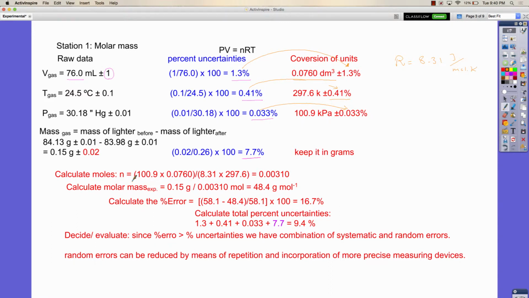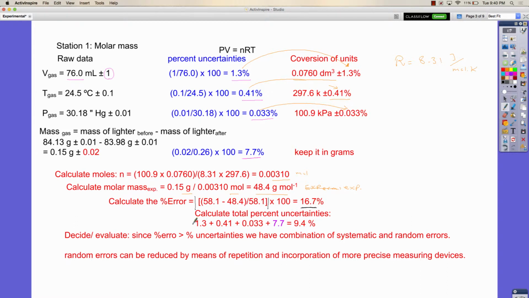Now we are ready to calculate moles, which is pressure times volume divided by gas constant times temperature. Three significant figures, and this is the moles of my gas, butane. Then I'm going to calculate molar mass, which is nothing but mass divided by moles, and this is what I find. Since this is according to the experiment, this is the experimental value. To calculate percent error, you have to remember there is an absolute value for it. It's theoretical minus experimental, divided by theoretical, times 100, and I get 16.7%.